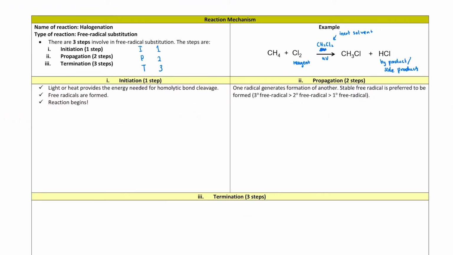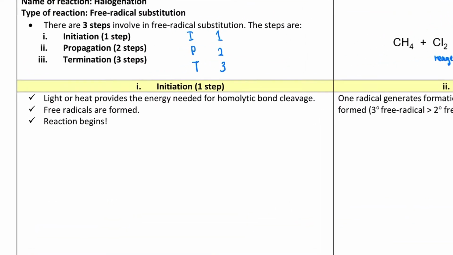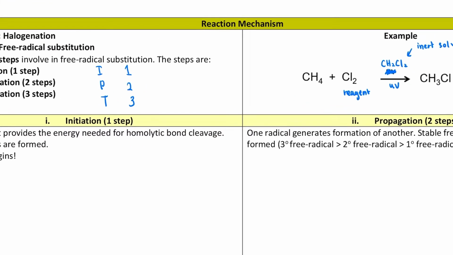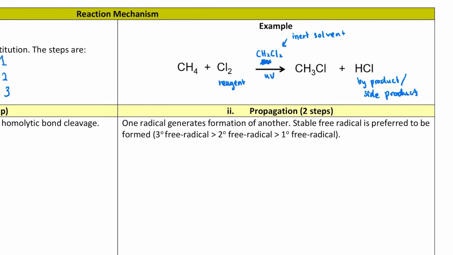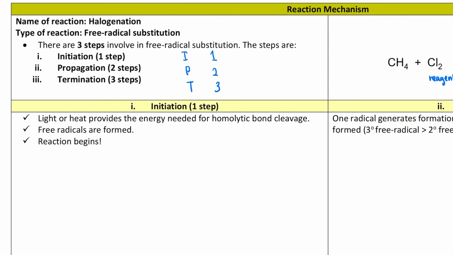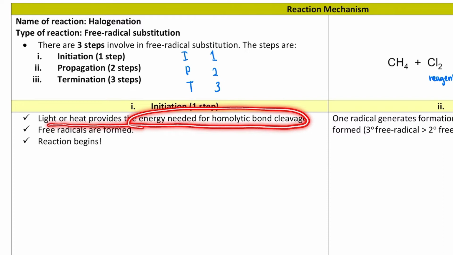Alright, so let us start with the first step, initiation. So light or heat provide the energy needed for homolytic bond cleavage. If you can see from this equation here, there is UV here. UV ni is considered as heat lah. So maksudnya function UV dekat sini adalah provide energy for homolytic cleavage.